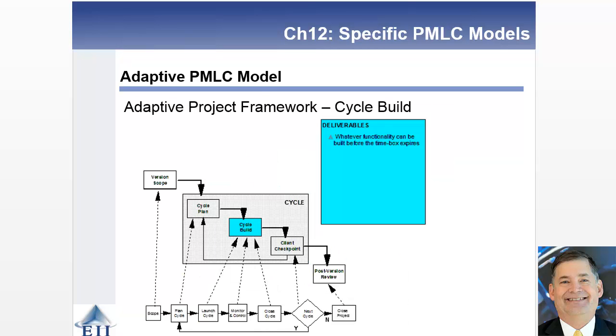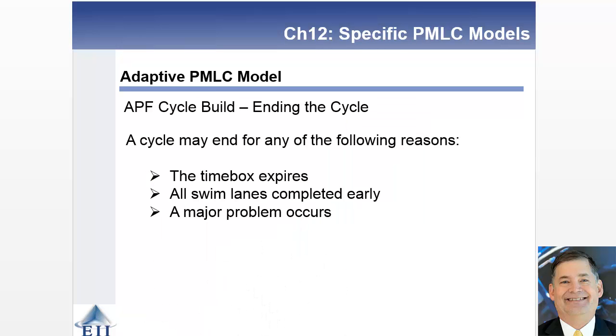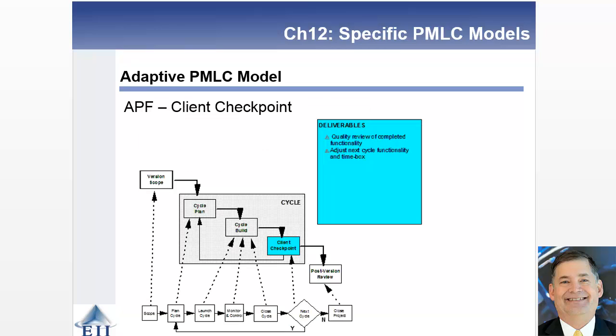From there, we're going into the cycle build, and you're trying to build the functionality associated within the time allocated for that particular cycle. Cycle may end when, again, you've got one of these three things occur. A time box expires, that kind of larger box on the previous slide. All the swim lanes are completed early. Woohoo! Doesn't happen very often, but sometimes it does. Or a major problem occurs.